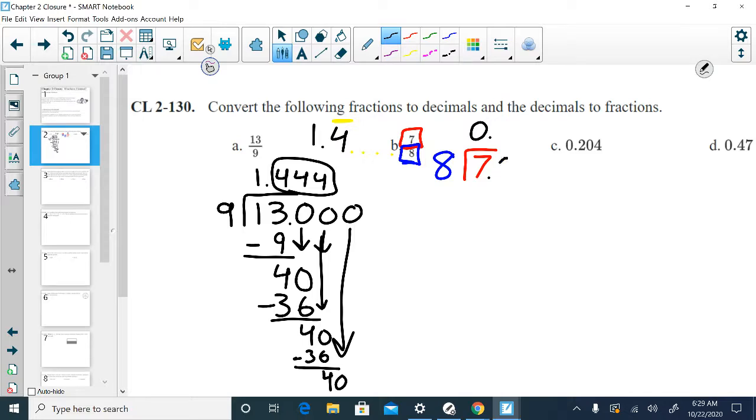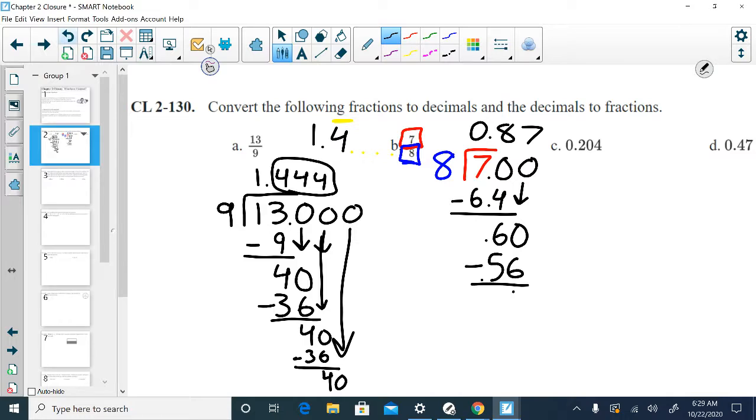And now I need to look at how many times 8 goes into 70. All right. So 8 goes into 70 8 times. 8 times 8 is 64. So now we need to subtract 7.0 minus 6.4. So we're going to get 6 left over. Bring down another 0. How many times does 8 go into 60? Well, if we do 8 times 7, we're going to get 56. So it goes in there 7 times. So here, when we subtract those, we get 4.